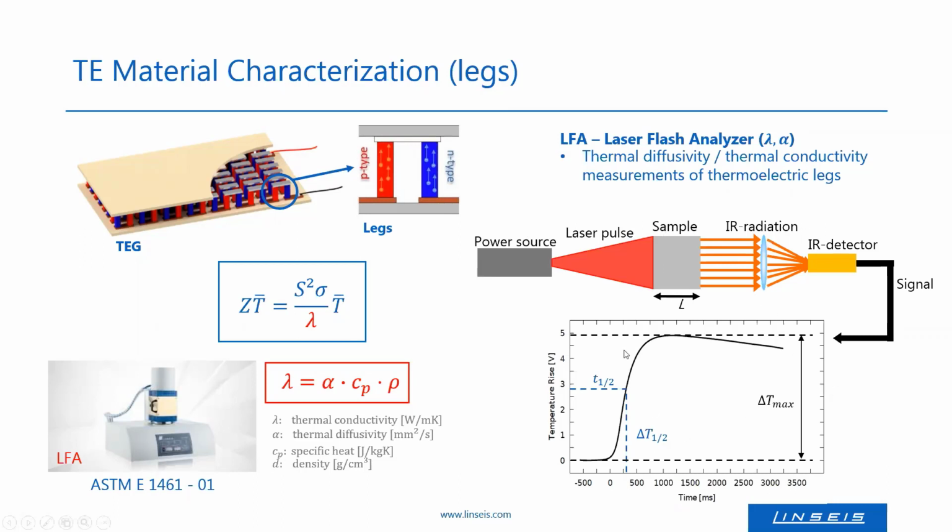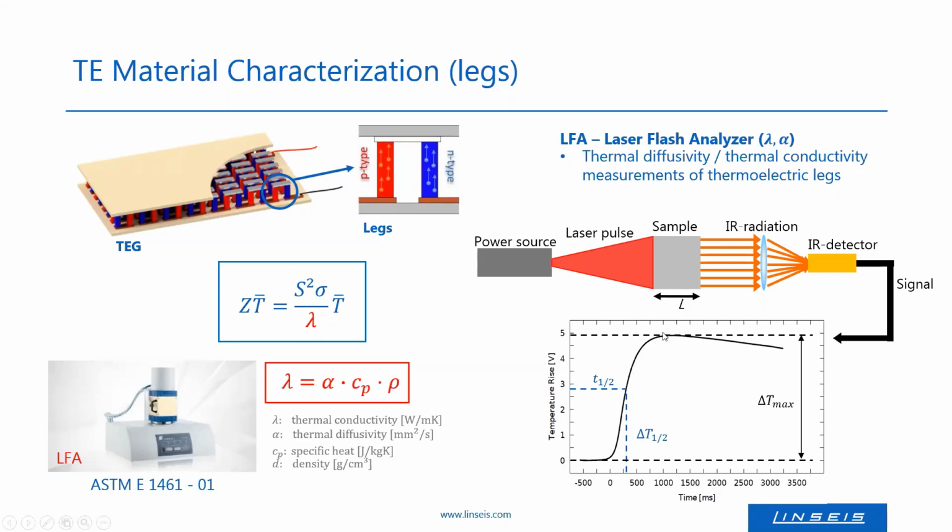So the signal looks like that. Here you can see the temperature rise of the backside of the sample in dependence on time. And to determine then the thermal diffusivity, one needs T1/2. This is the time where half of the maximum is reached. And for the calculation of the thermal diffusivity, one additionally needs the thickness of the sample.